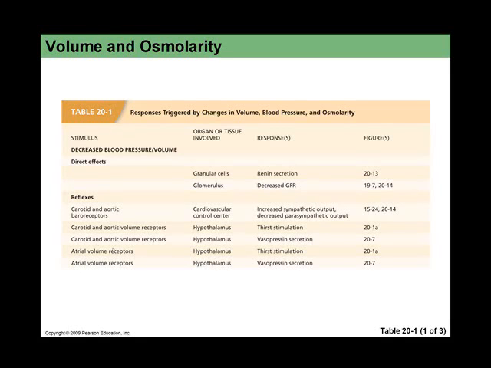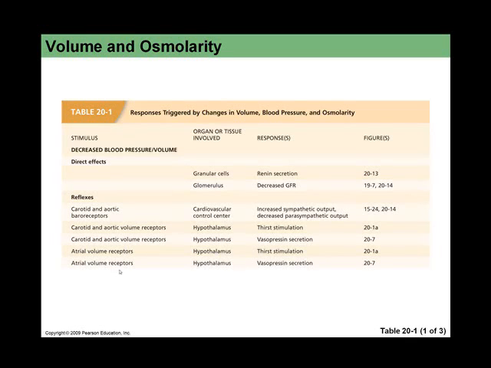And then the atrial volume receptors converging on the hypothalamus with these other ones, and then diverging within as well to the thirst stimulation and the vasopressin secretion centers.